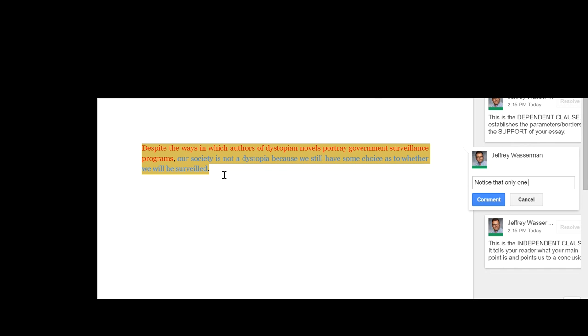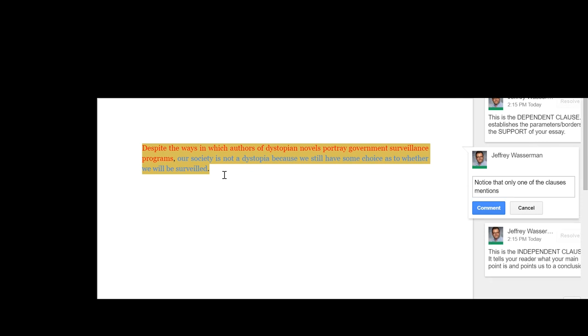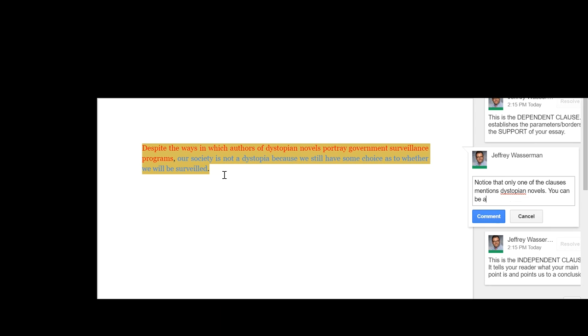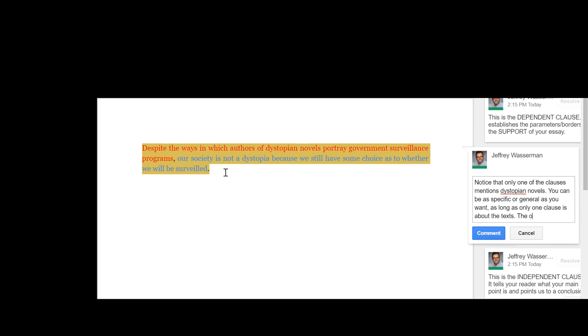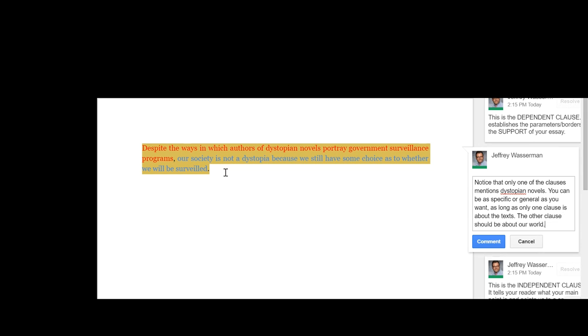The other thing to keep in mind is that only one of the clauses in your thesis should be about the text under analysis, the texts under analysis, the specific genre under analysis. The other clause really needs to be about the big picture. So in this example, I had asked my students to write about whether dystopian novels are a realistic or useful way of looking at our world. So one clause, the first clause, is about dystopian novels and how they portray government surveillance. The second clause, the independent clause, is more about our world and the big picture.